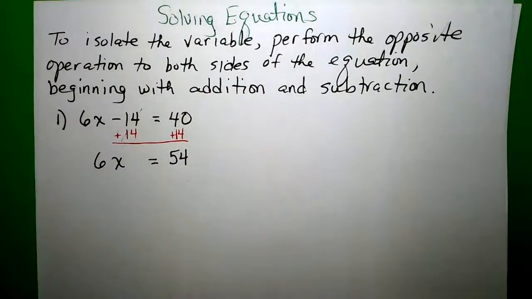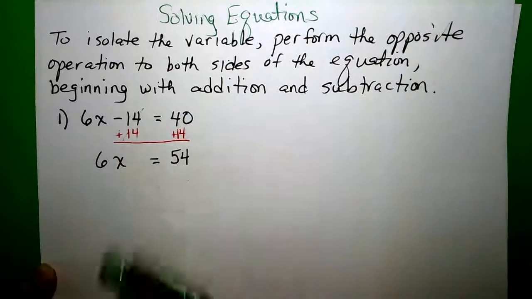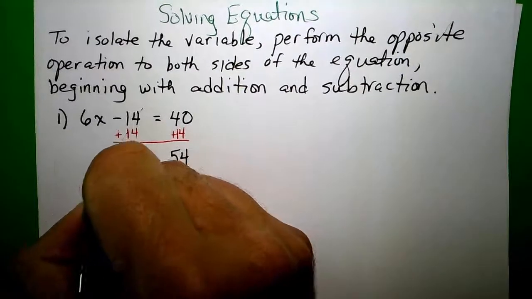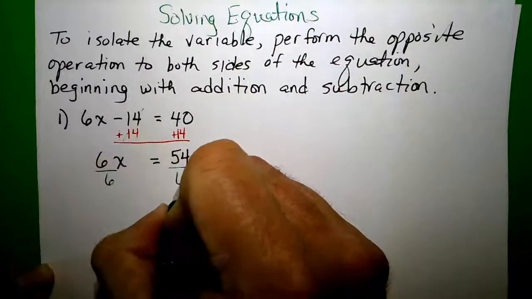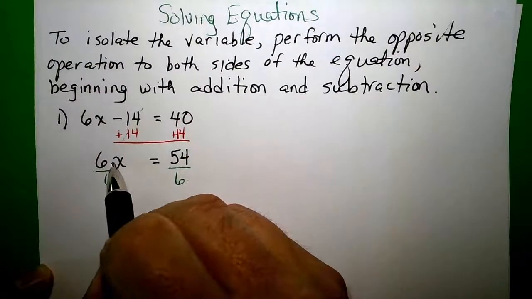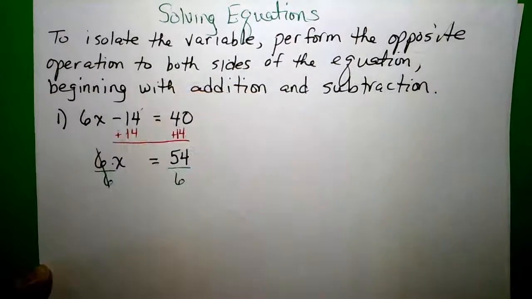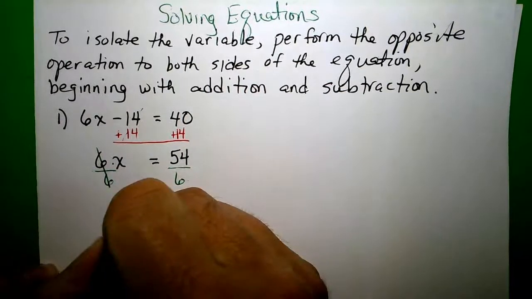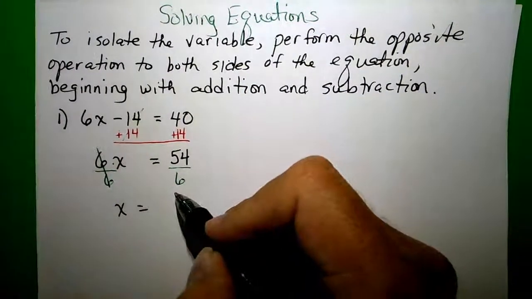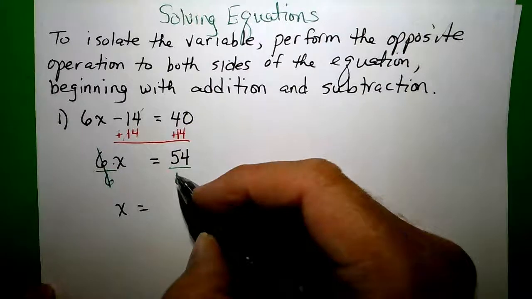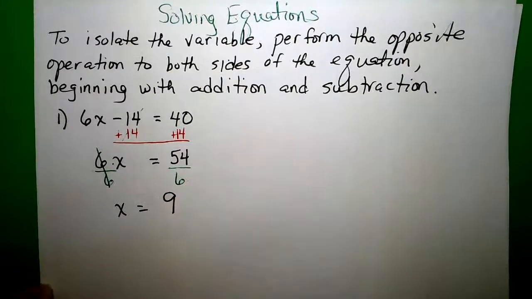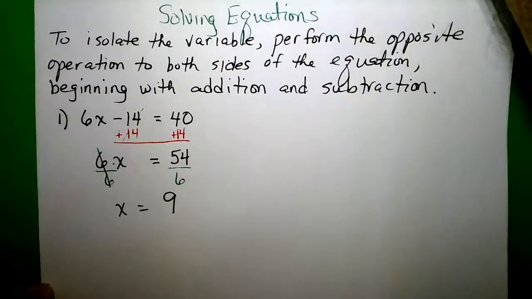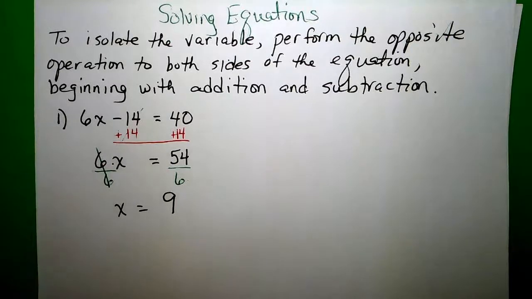Now I need to get rid of this 6. I'll do that by dividing both sides by 6. The opposite of multiplying by 6 is dividing by 6. So now we have x equals 54 divided by 6 is 9. So 9 is our answer.